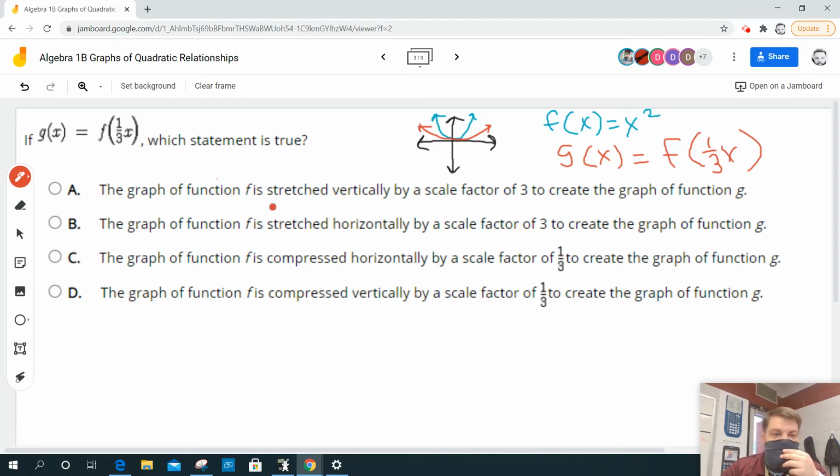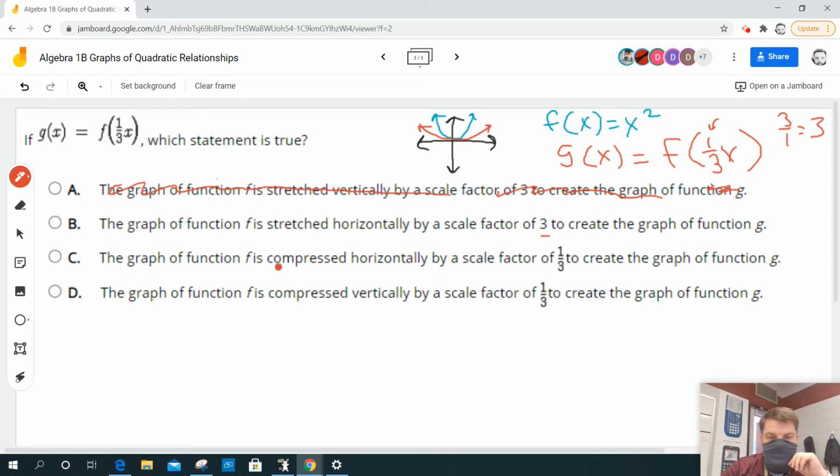It says the graph of the function f is stretched vertically by a scale factor of 3. No, it's not being stretched like this, right? So it's not A, and we're going to graph this in a second and see. It says the graph of function f is stretched horizontally, so that means like this, by a factor of 3. Now, I think that's the case because it's the reciprocal of this, right? The reciprocal of this is 3/1, which is equal to 3.